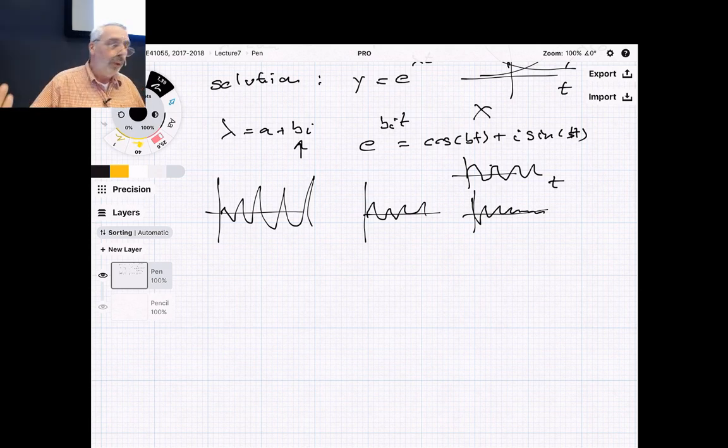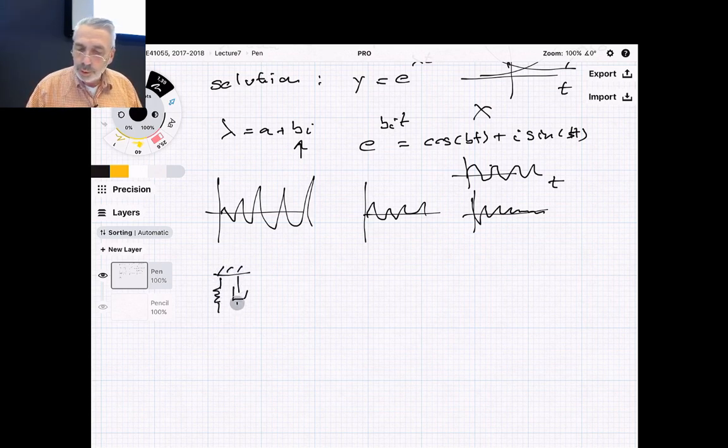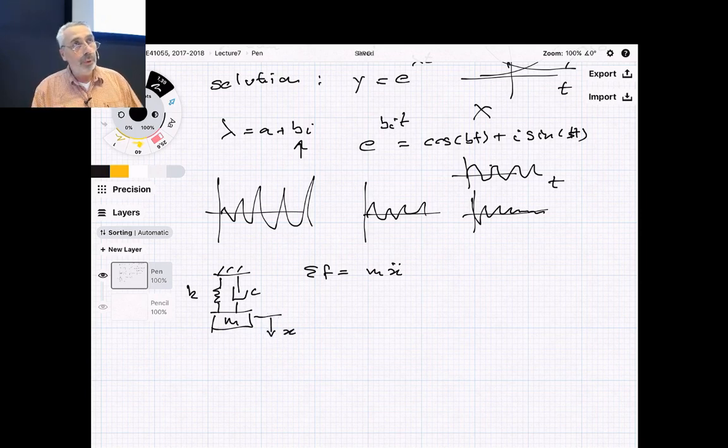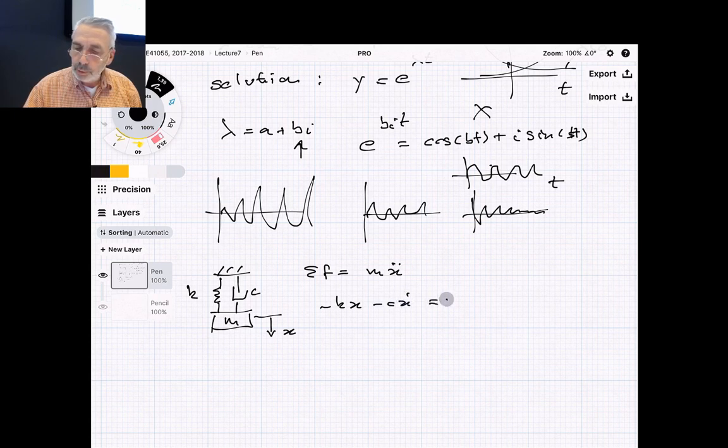Of course, if you look at a standard mechanical system, like this mass spring damper system with m, k, and c, then the sum of the forces is mass times acceleration, and these are restoring forces. If this is the displacement x, then if you pull, the spring pulls back, and if you have a velocity, then the damper pulls back. So you get minus kx minus c x dot equals mass times acceleration, and we get our famous differential equation.